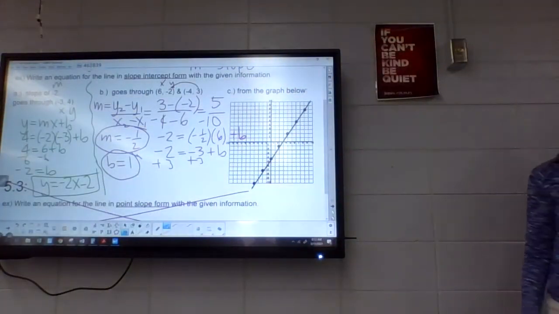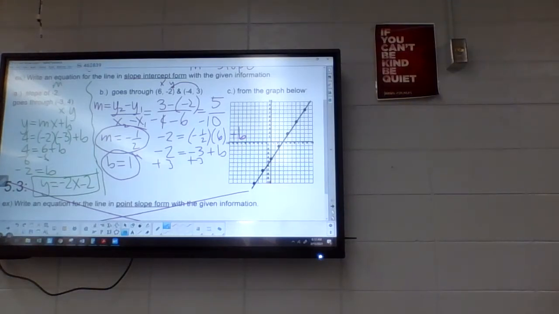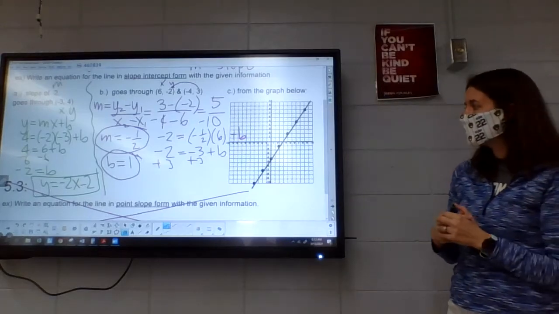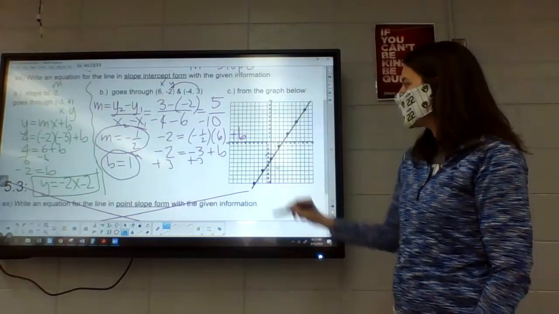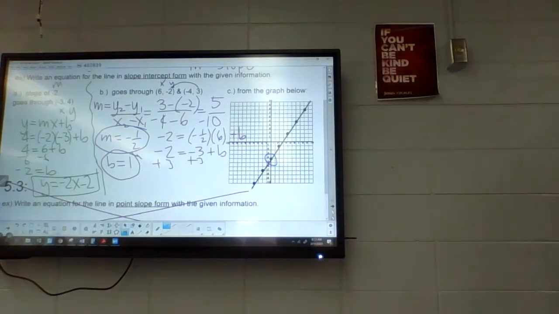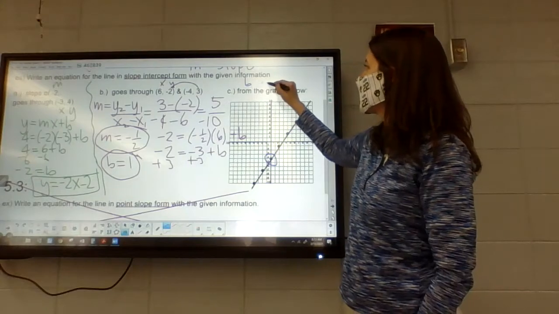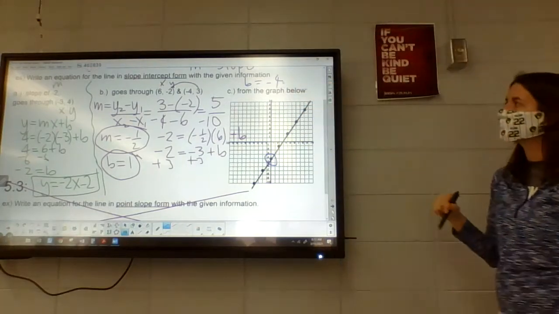Now from the graph, this one shouldn't require a whole lot of work. What can we pull off this graph? What do we know just by looking at it? Yeah, Trista? The y-intercept. So we can look at the y-axis, that's our y-intercept, so that's our b. So our b is -4.